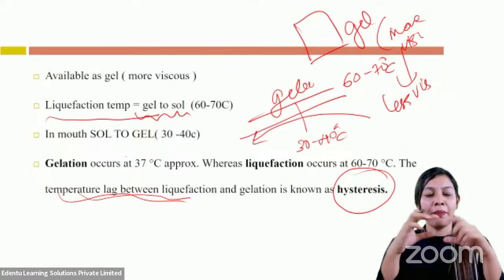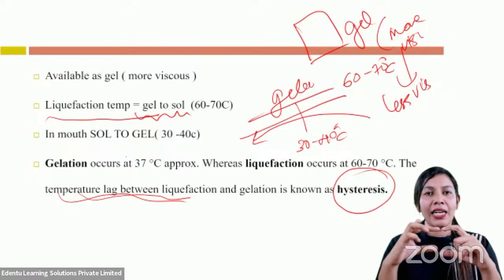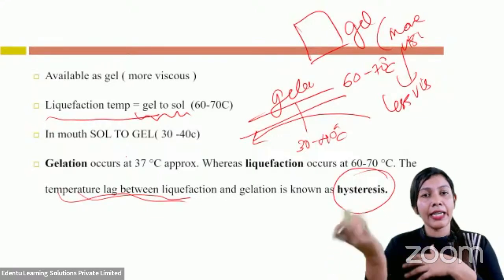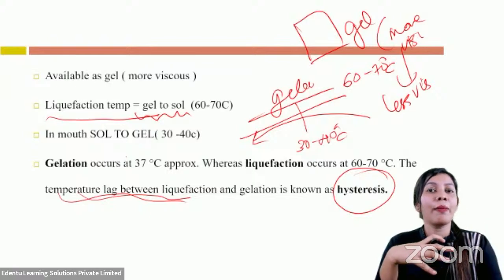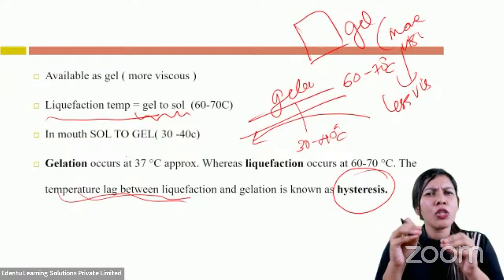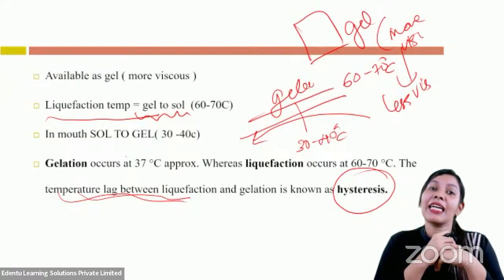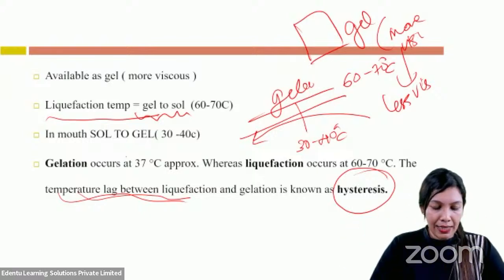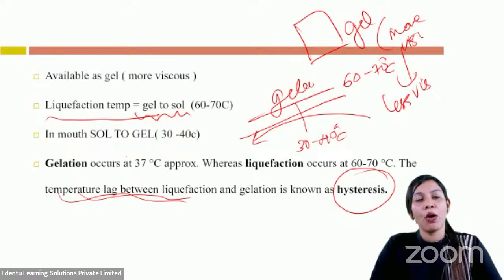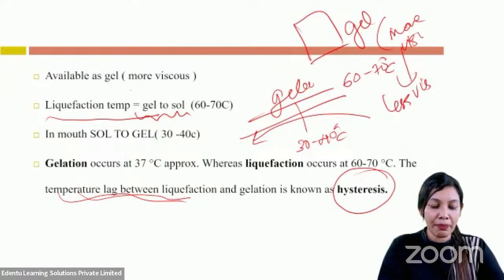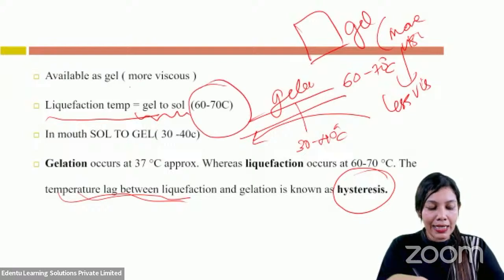Hope you understood. We get it in a gel form, and this gel is converted into liquid form at 60 to 70 degrees Celsius. We might think that it will convert back into gel form at the same temperature. No. In between there is a temperature, 30 to 40 and more specifically 37 degrees Celsius, at which it gets converted into gel form. So there is a temperature lapse, called hysteresis. This is a very important term, and these are very important numbers to keep in mind. The liquefaction temperature is 60 to 70 degrees, and the gelation temperature, or the hysteresis, is at 37 degrees Celsius.